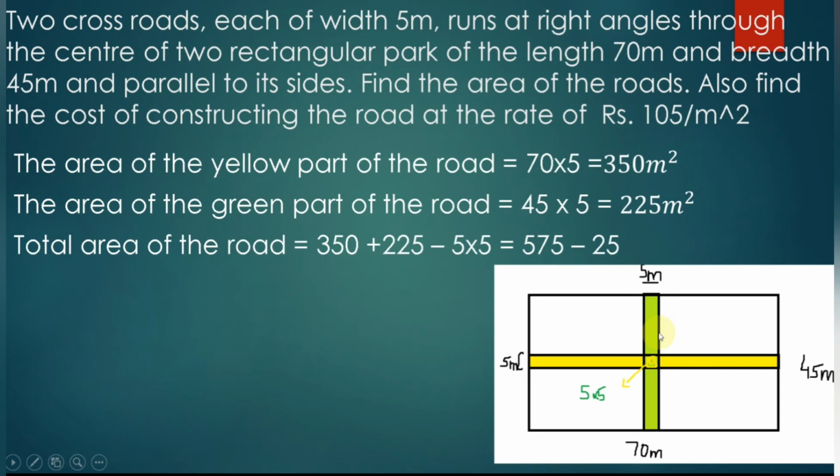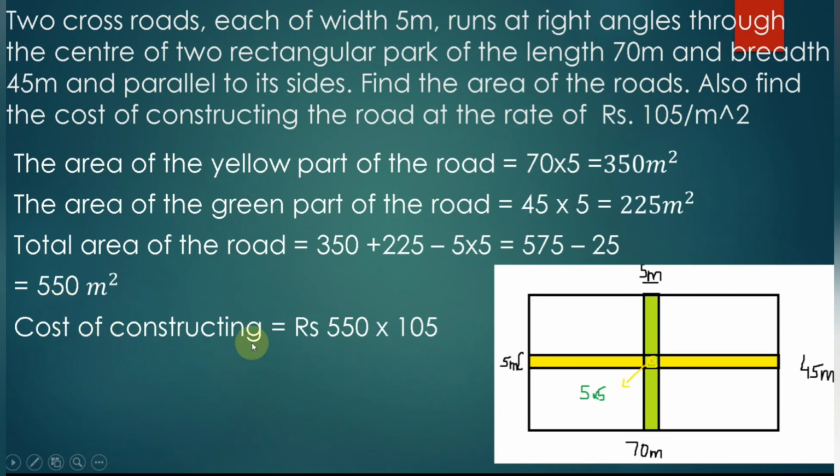So the resultant area, your total area, will be 350 plus 225 minus 5 into 5, that is 575 minus 25, or I can write 550 meter square. So this is the total area which we need to construct. Now the cost is 105 rupees per meter square. So I need to multiply this with 105. So cost of constructing will be 550 into 105, that is 57,750 rupees you need to invest.